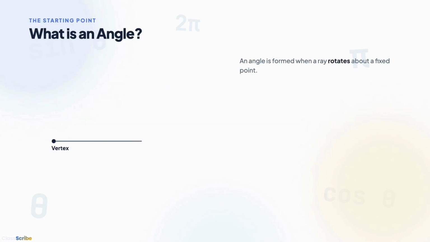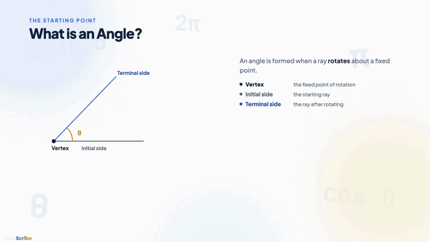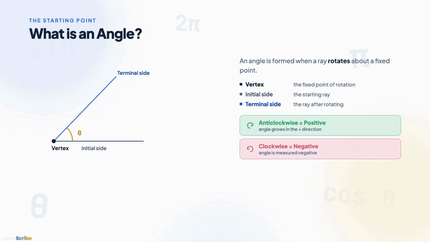Let's begin with angles. An angle is formed when a ray rotates about a fixed point. A fixed point is called the vertex. The starting ray is the initial side, and the rotated ray is the terminal side. If the ray rotates in the anti-clockwise direction, the angle is positive. If it rotates clockwise, the angle is negative.